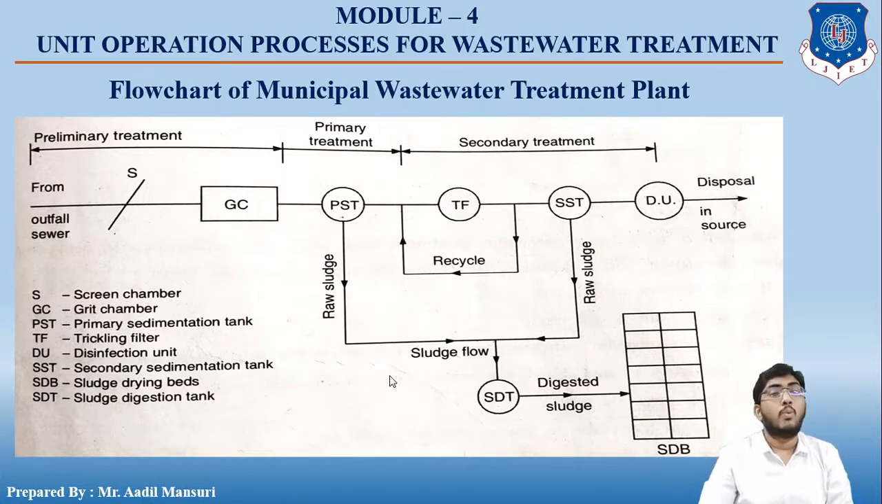So once again, let us have a look at the picture. You can see that the wastewater from the entire city will enter the sewage treatment plant through an outfall sewer. Then the first treatment is the screens, and the second one is the grit chamber, which is represented as GC. Then there is a primary sedimentation tank in which the suspended particles will be removed by settling, after addition of the coagulants.